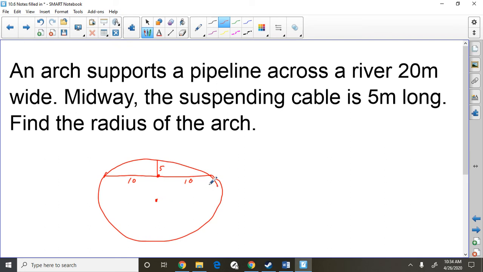There's a couple different ways that you can do this problem. One way is to draw in a radius here, add in the rest of this cable coming down, which has to be perpendicular because it comes to the midpoint. And then if the radius is r, this piece would be r minus 5. And you can do Pythagorean theorem with this right triangle. And that's a way we could have done this problem earlier in the chapter when we talked about chords. Now we have an alternate method.